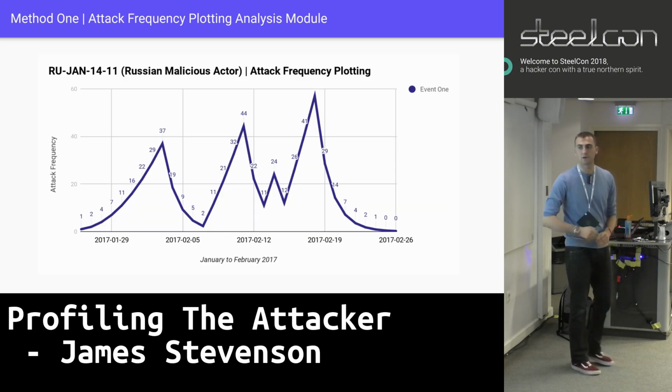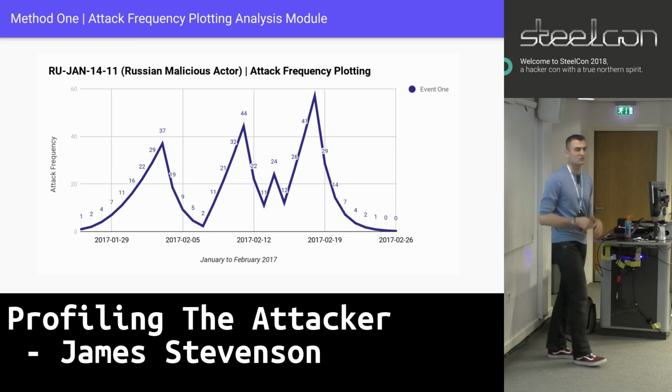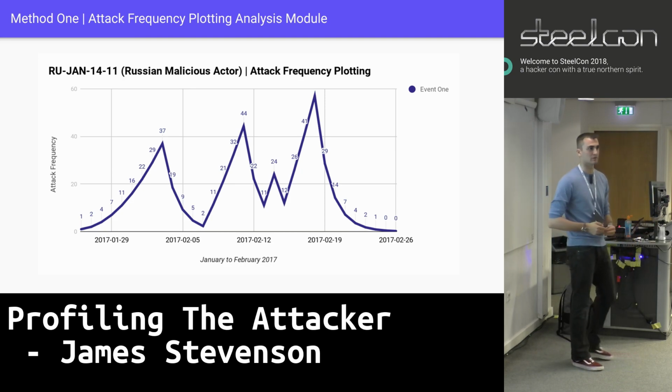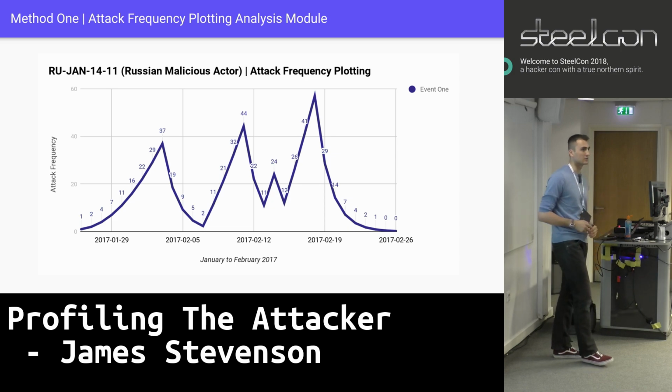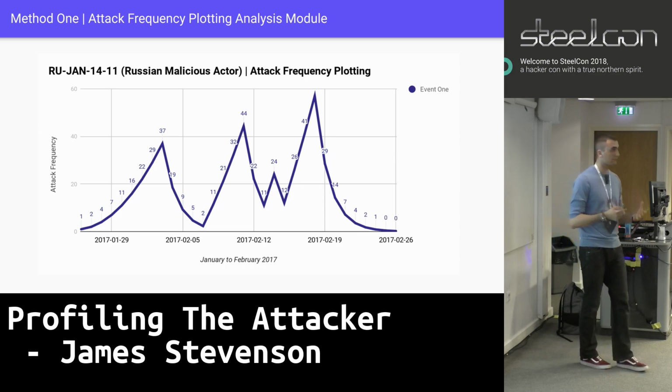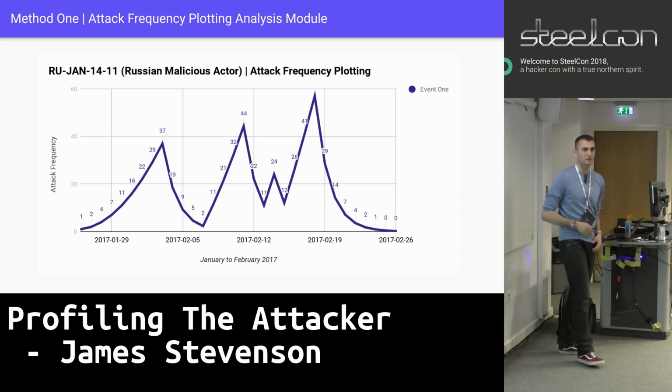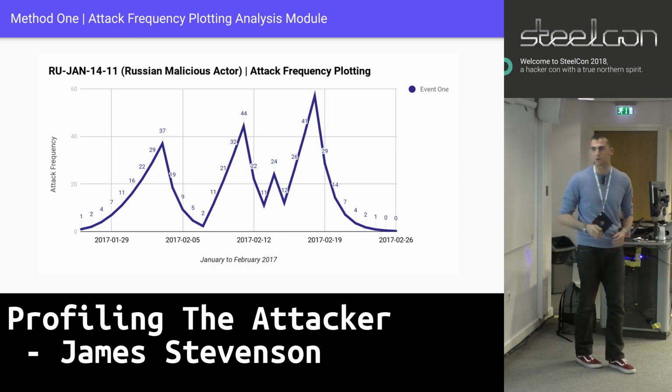So moving on to our first method for offender profiling. This is called method 1, attack frequency plotting. And I'm a fan of the name of this method because it actually describes what it's trying to do, because it's all to do with plotting the frequency of attacks. The way we do this is we take a time frame. So here we've got the time frame of around about a month.